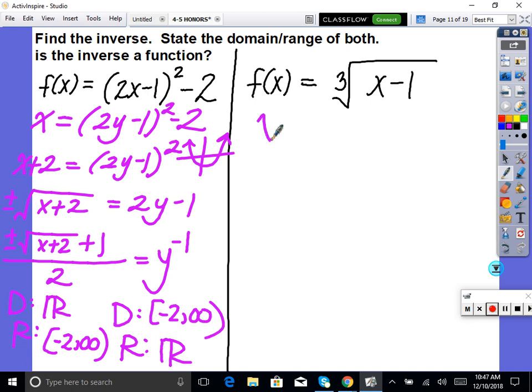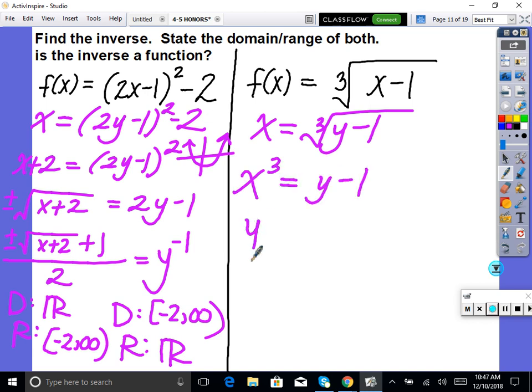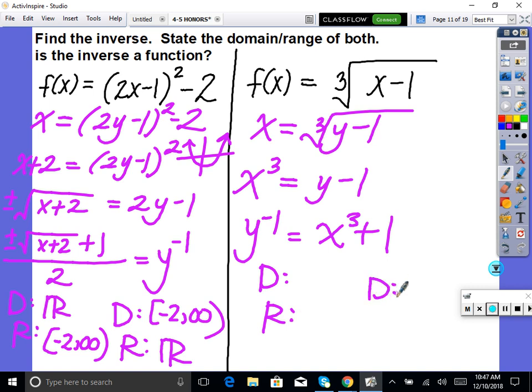Okay, switch x and y here. X is equal to the cube root of y minus 1. Now what? Okay. So y inverse is x cubed plus 1. The domain and range of a cube root function is all real numbers. Do you guys remember that from last time? So this must be also all real numbers, all real numbers.